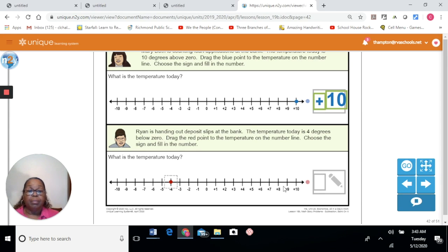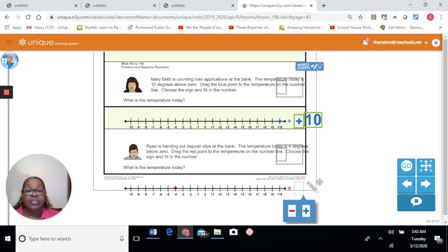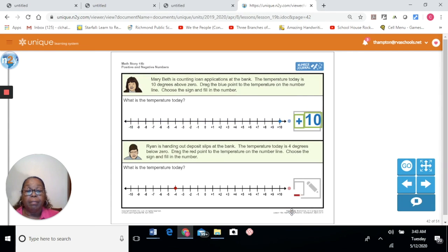Negative numbers, positive numbers. And we can represent that as a negative 4. Excellent. Negative 4. Now, when you're working with negative and positive numbers, it is very important to put the symbol in front of it that tells us if the number is positive or if the number is negative.